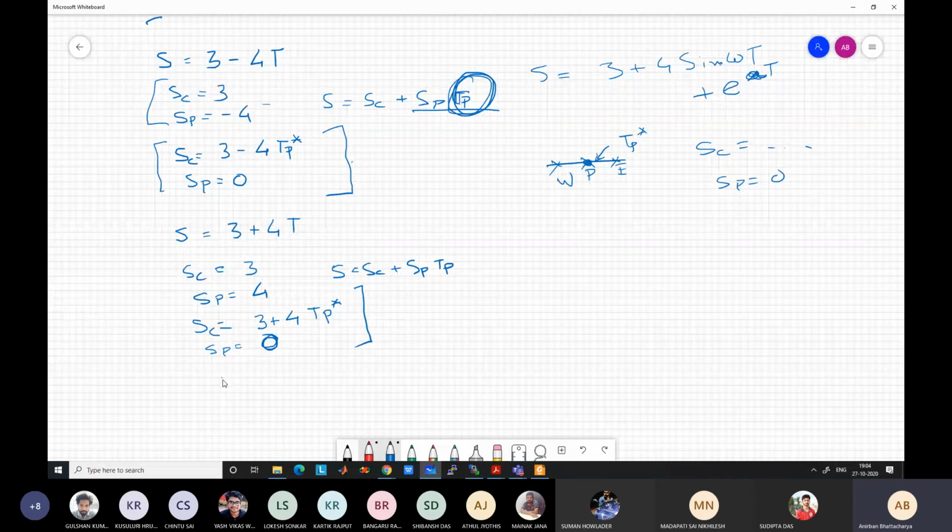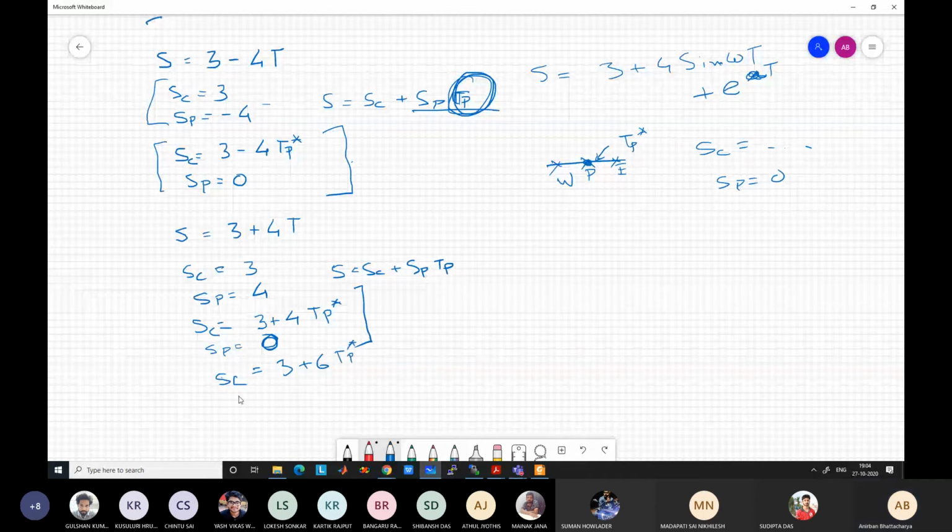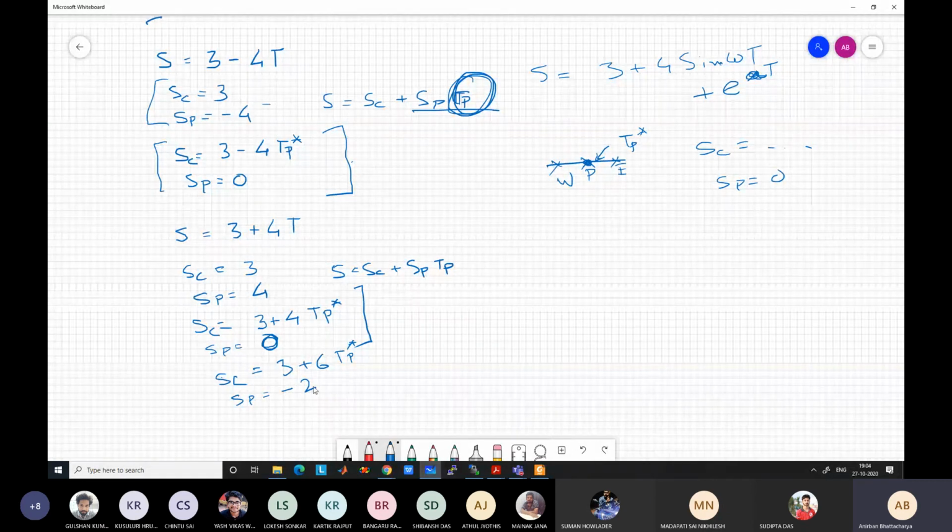What you had suggested? Who had suggested that? Nikhilesh, whose voice was that? Yes, sir. Okay, that is also correct. Like I can put SC is equal to 3 plus 6 TP star, and SP is equal to, in that case, what will be SP? Minus 2. Okay, or I can make it 8 TP star and minus 4.